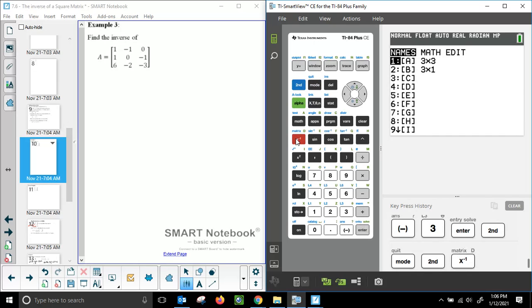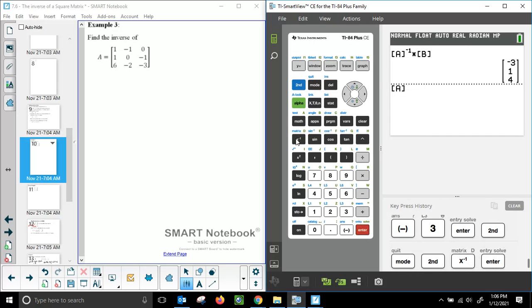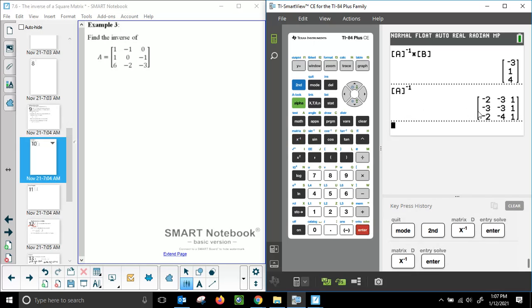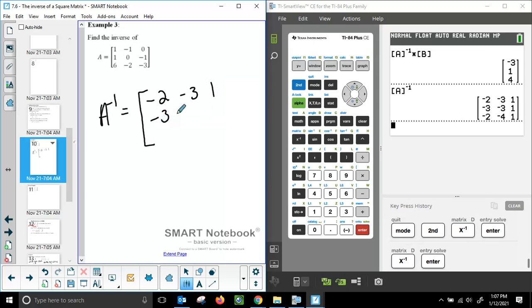Now we can go ahead and quit out here. I can just go back to my matrix menu, hit enter on A to bring it out to my main screen, hit this x to the negative first button, and hit enter. So there is my inverse matrix. So here I can just say, okay, A inverse is equal to -2, -3, 1, -3, -3, 1, -2, -4, 1. Our calculator can do that very nicely for us as well.